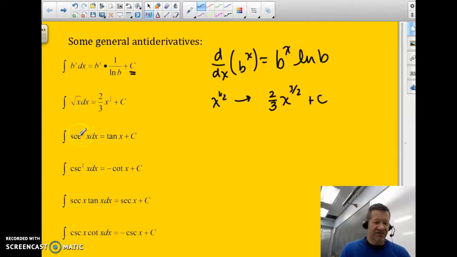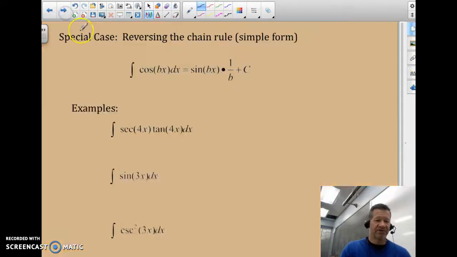Secant squared is a derivative you should recognize as the derivative of tangent x plus c. Cosecant squared, we know negative cosecant squared is the derivative of cotangent, so the antiderivative of cosecant squared is negative cotangent x plus c. Secant tangent, you should recognize that as the derivative of secant. Cosecant cotangent, you should recognize that as the opposite of the derivative of cosecant. So just be able to apply those derivatives now into antiderivatives.